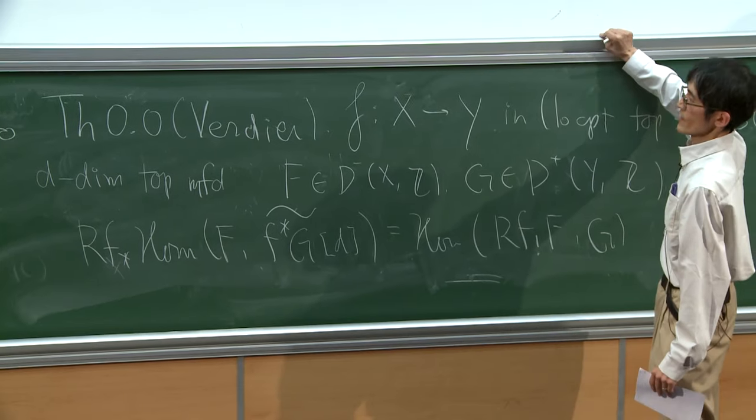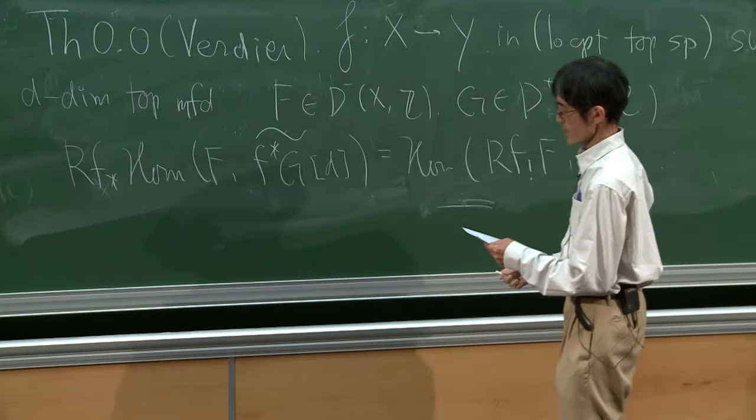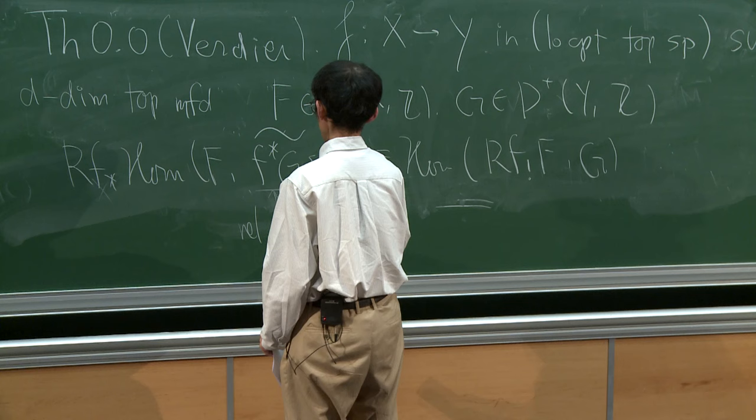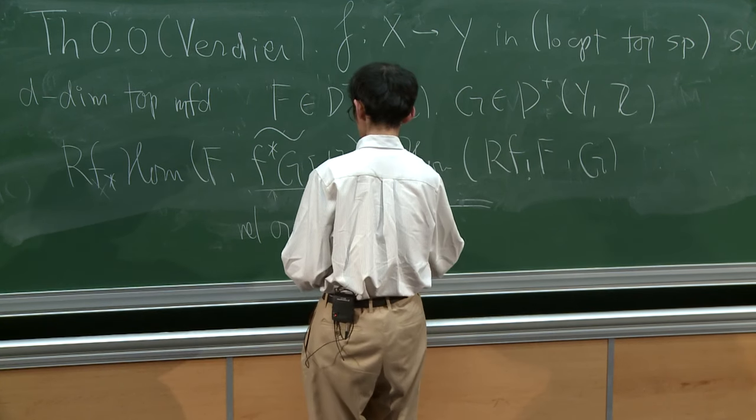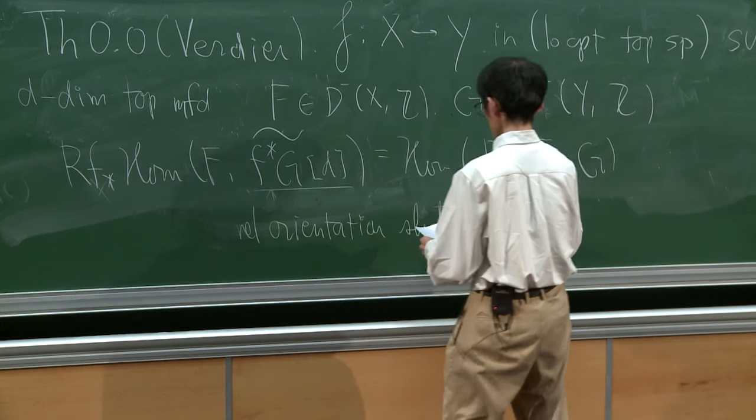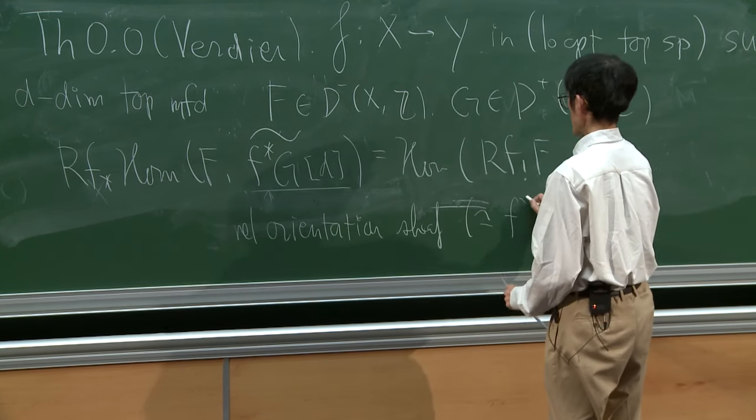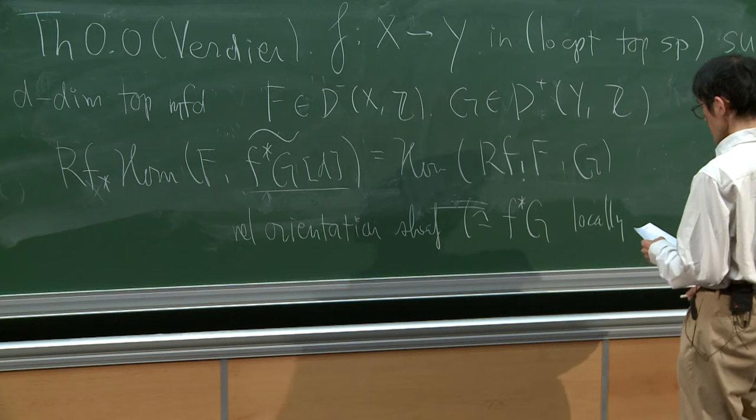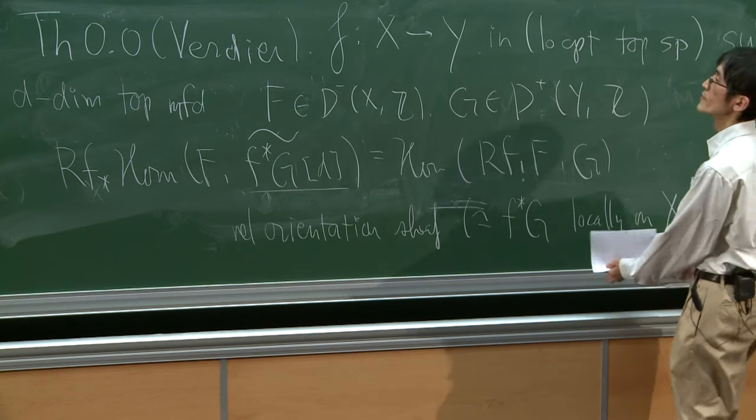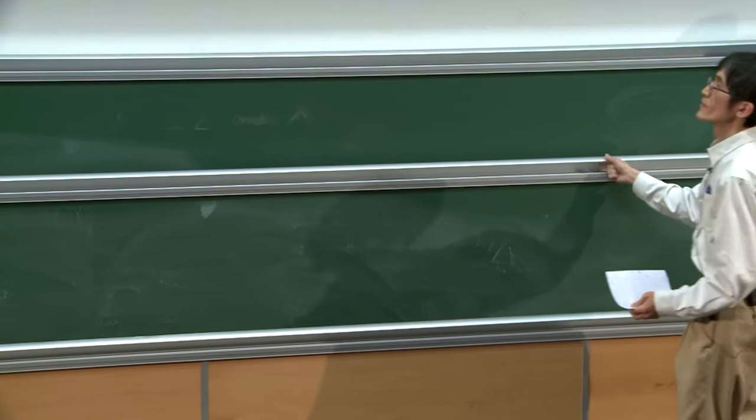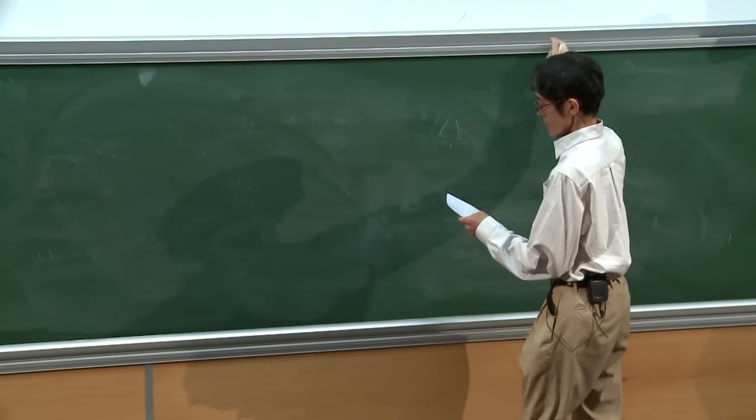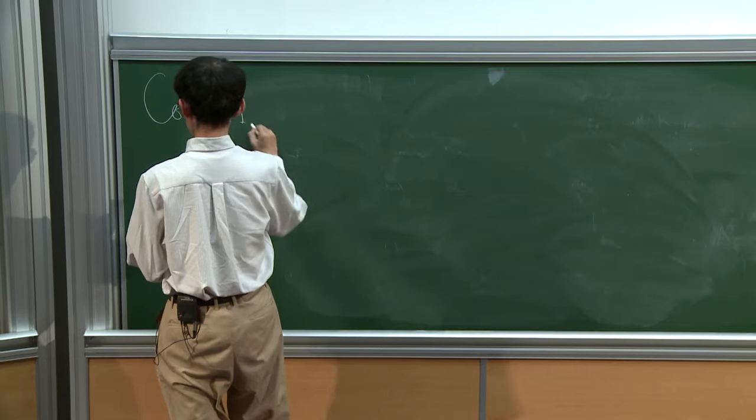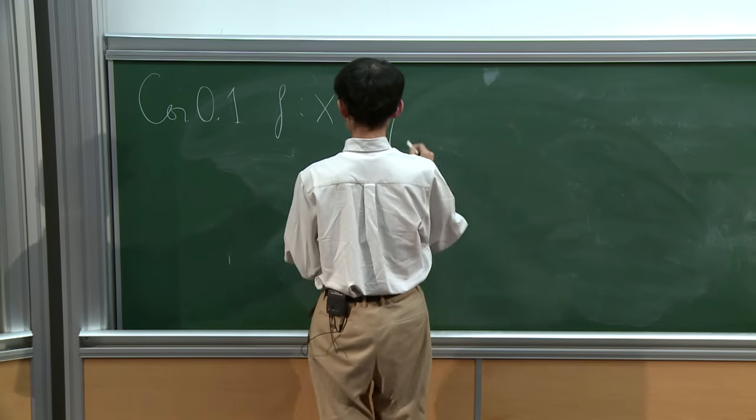this Poincaré duality, where this is a relative orientation shift, which is locally isomorphic to the pullback. As a corollary, we have the following statement.